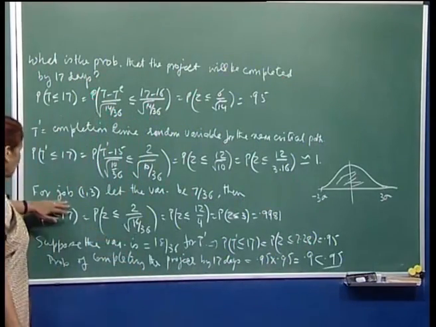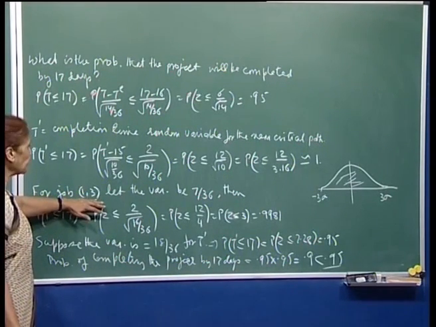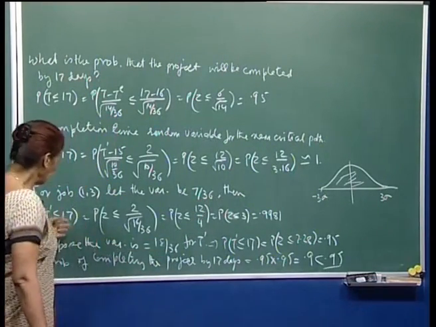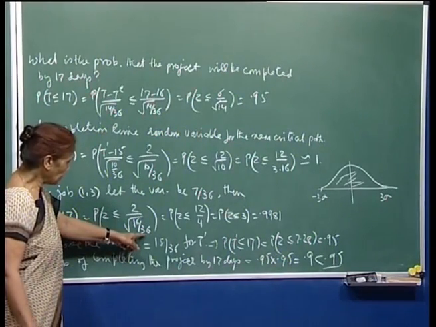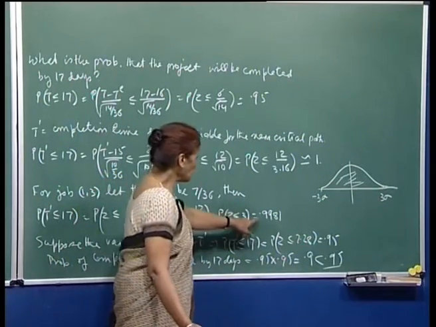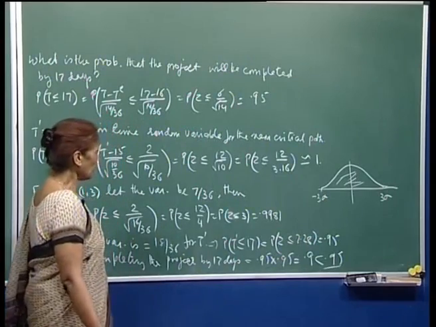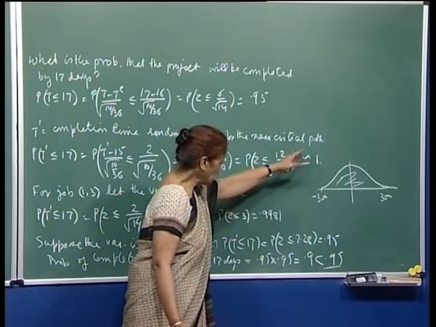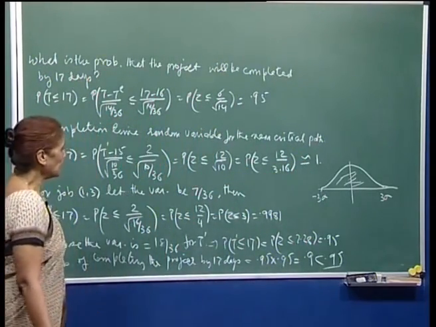But I was trying to show you that if you increase the variance of job 1 3 by making it 7 by 36, then the variance of the whole near critical path becomes 16 by 36, and therefore this probability will again be 0.9981. In fact, this number will be much more than 3. So, anyway, this probability is equal to 1, but here this one is also 0.9981.